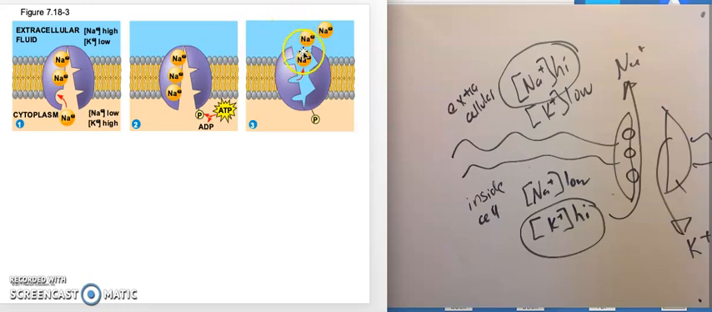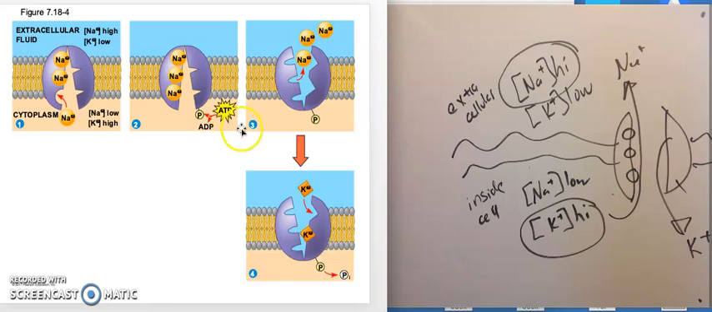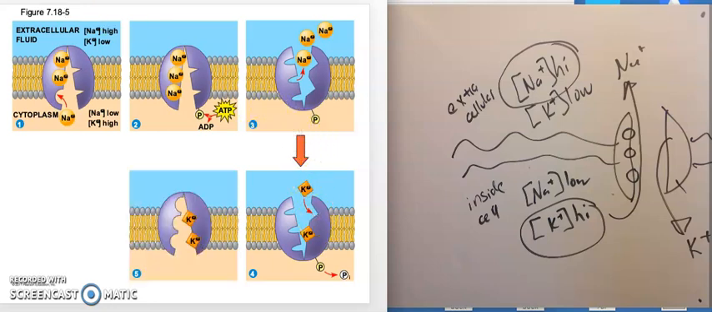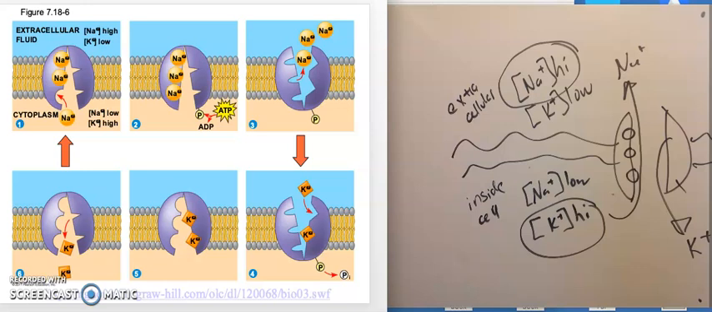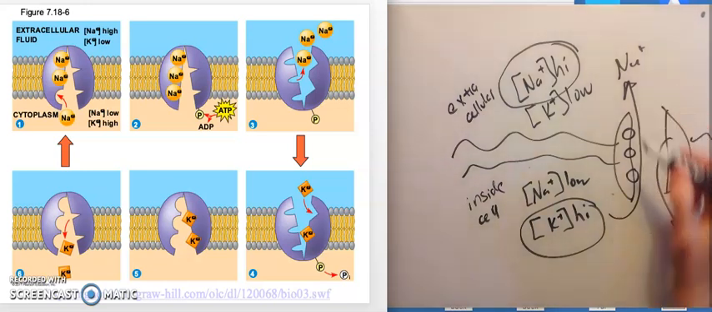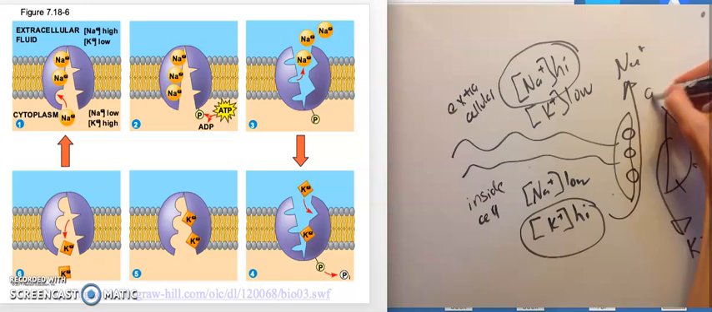And in this shape, the sodium ions are released and the protein has a high affinity for potassium ions. So potassium ions, even though they're at a low concentration outside of the cell, are attracted to this protein. And when the potassium ions attach, the phosphate group breaks off and the protein folds back into its original shape. Now it's open to the inside of the cell. And in this shape, the protein has a low affinity for potassium and it releases potassium into the cell. So as this cycle continues, what you guys need to know is the sodium-potassium pump is a form of active transport.